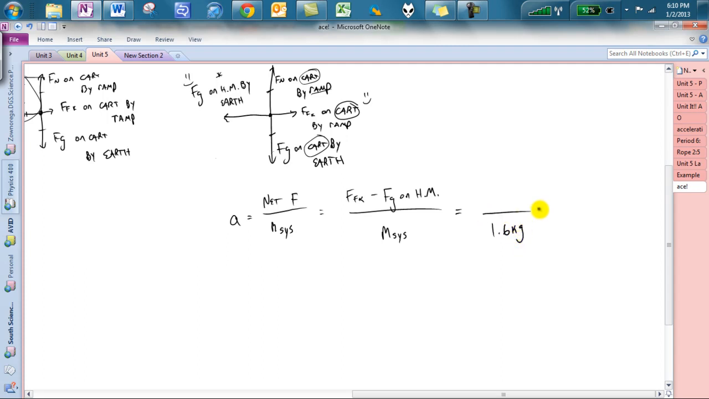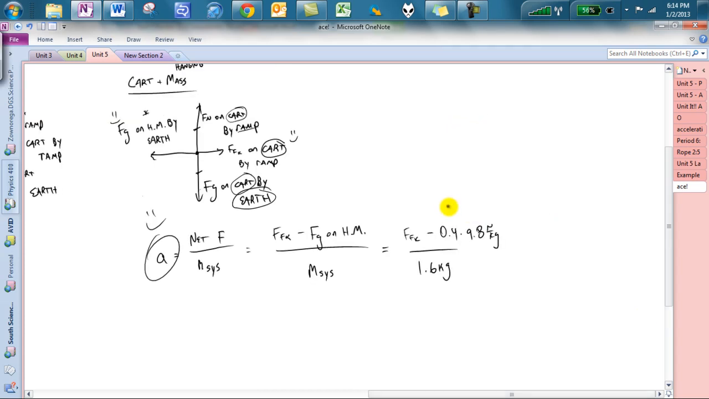And F_fk, I would actually have to solve for F_fk. How would I solve for F_fk? F_fk is equal to mu k times Fn. We know mu k is 0.1. Fn in this example is 9.8 newtons per kilogram.